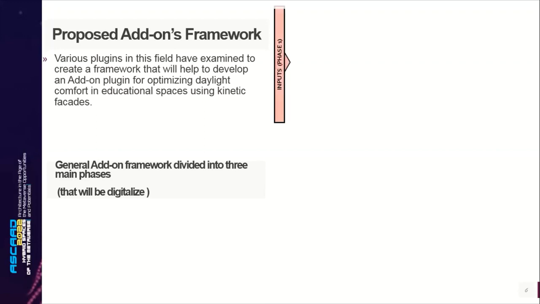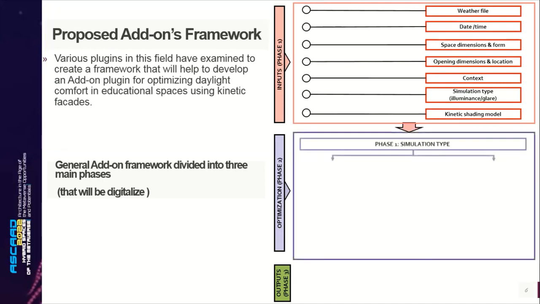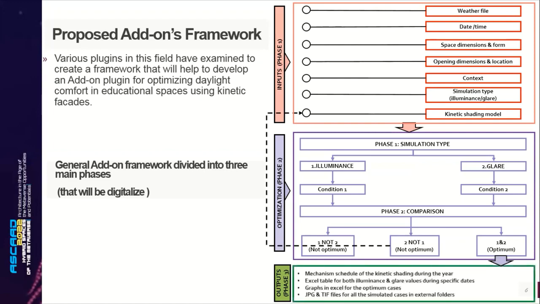This framework is composed of three phases. The first phase is the input phase, the second phase is optimization, and this third is output. The input phase contains the weather file, the date and time, the dimension, the kinetic shading model. The optimization phase is divided into two phases, the illuminance condition and the glare condition, which are the two selected factors. Then a comparison between the two conditions is done to say if this case is optimum or not. And the output phases will have different output that will be mentioned later on.